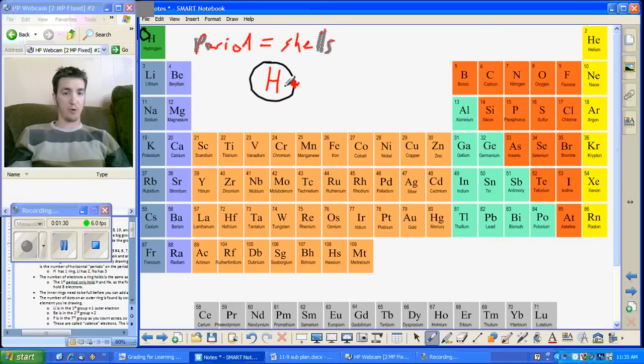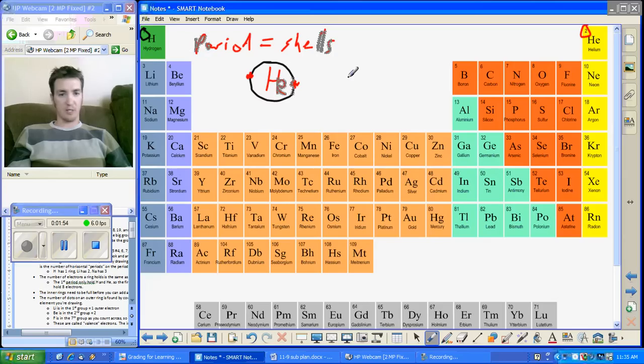If I want to turn that into helium, I am still in shell number 1, period number 1, but now I have 1 box, 2 boxes to look at. In total, it has 2 electrons. On this, the best way to do notes is just write down the examples, add in little notes on why they are the way they are.